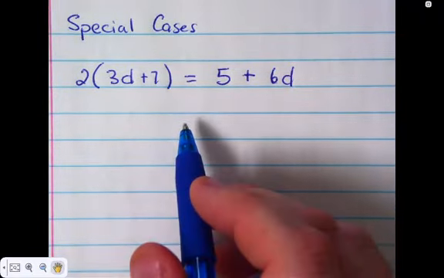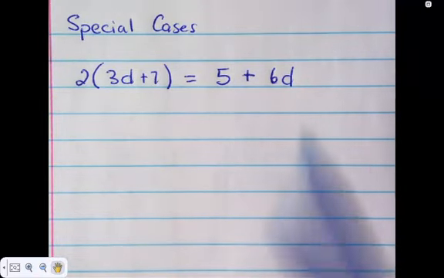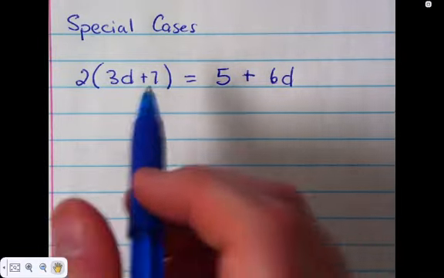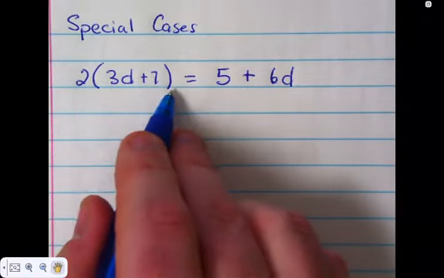Now we did review this in class kind of quickly today, and then you guys practiced a little bit, but then we also had a couple special cases we talked about at the very end. So that's what I'm going to review mostly today. So the first thing we need to do is the distribution property. We need to distribute this 2 throughout the rest of the parentheses.